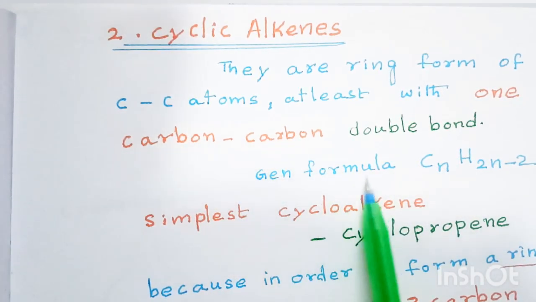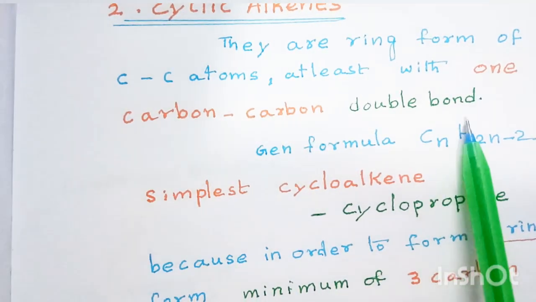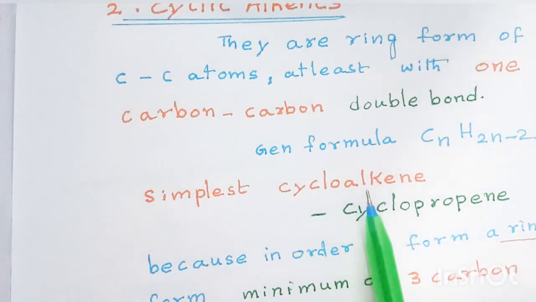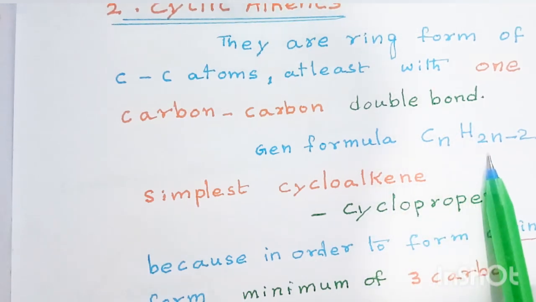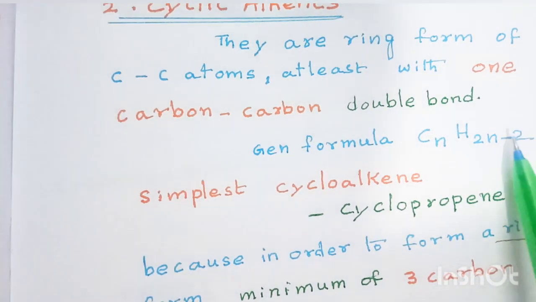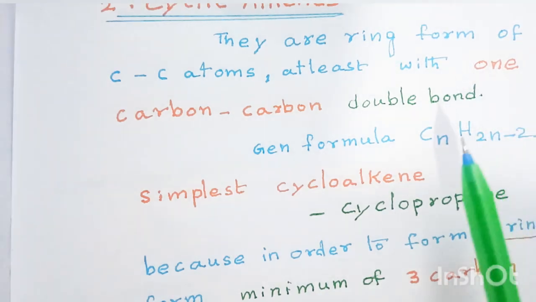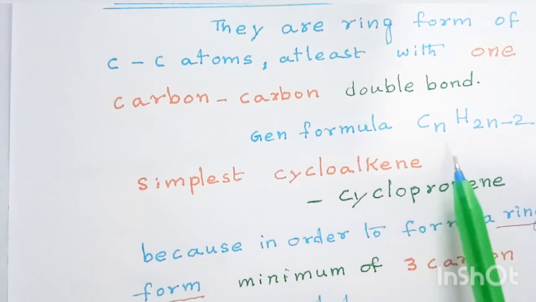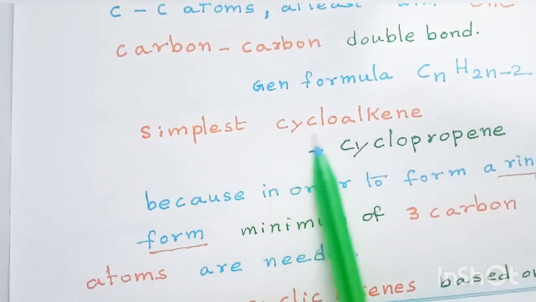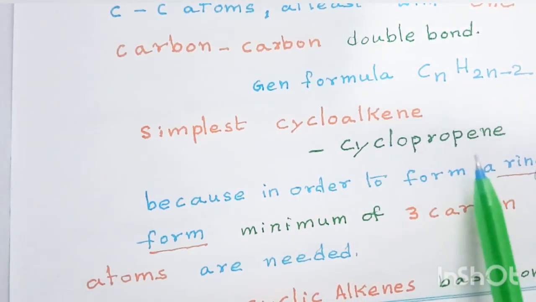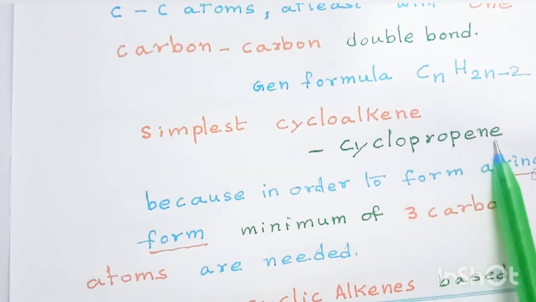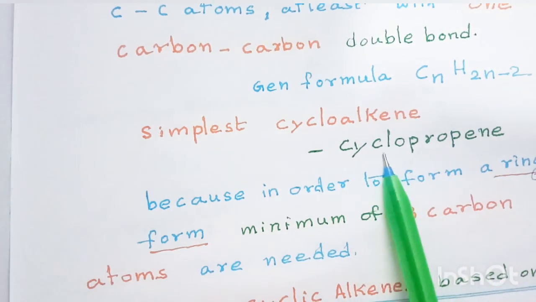So the general formula is CnH2n minus 2. The general formula for open chain alkenes is CnH2n. Here it is CnH2n minus 2. The minus 2 is because of the double bond between two carbon atoms; two hydrogen atoms are reduced. So let us see the simplest cycloalkene, that is cyclopropene. Prop stands for three carbon atoms. En stands for double bond. Cyclo stands for ring form.